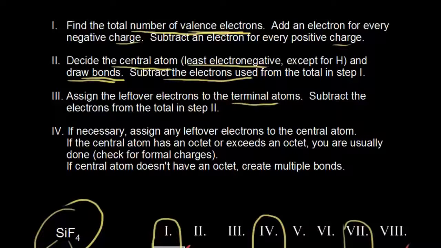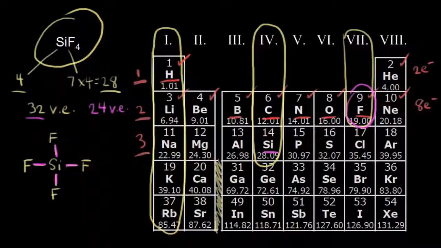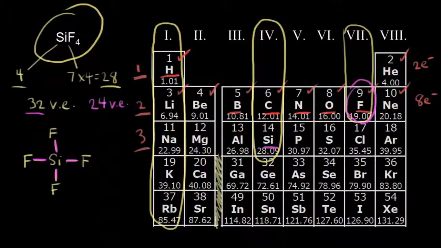So in this case, the terminal atoms would be the fluorines. Let's go back down here and look at our dot structure. So fluorine would be the terminal atoms. We're going to assign electrons to those fluorines, but how many do we need to assign? Well, going back to our periodic table over here. So fluorine is in the second period. So pretty good bet it's going to follow the octet rule here. So we need to surround each fluorine atom with 8 electrons.